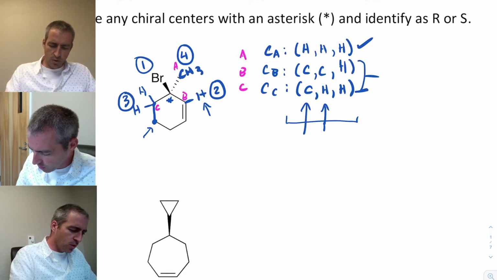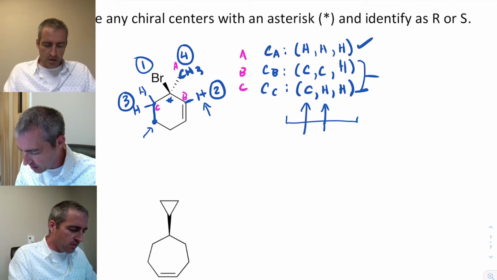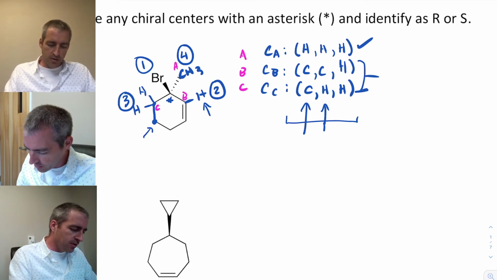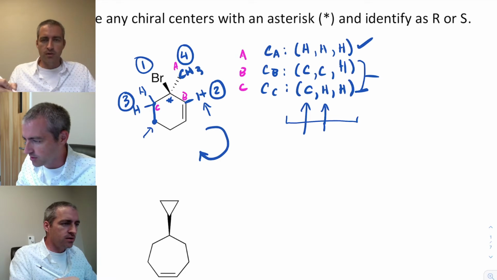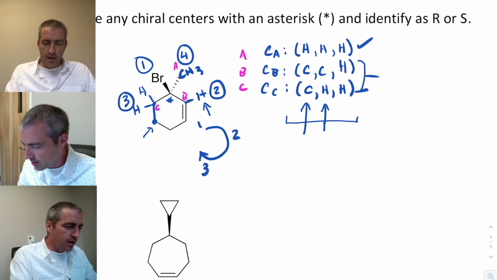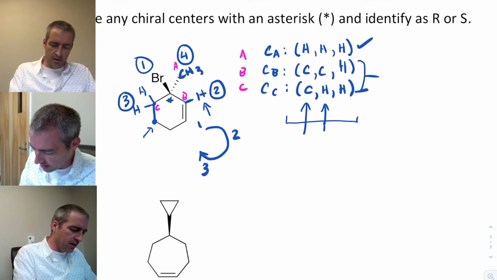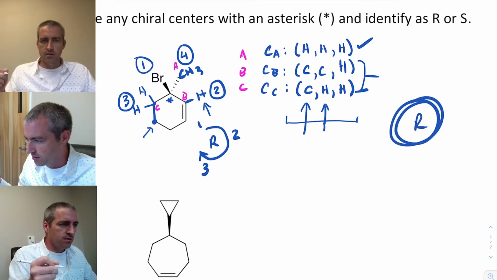Next, what we want to do is orient the molecule so that the lowest priority group is facing backwards, facing towards the back. And that is the case already. The methyl, which is the lowest priority group, is pointing back. And then you look at the 3 remaining groups, 1, 2, 3, and look to see what the descending order of priority is. In this case, 1, 2, 3 goes around in a clockwise fashion. That means that this is going to have our stereochemistry. Great.